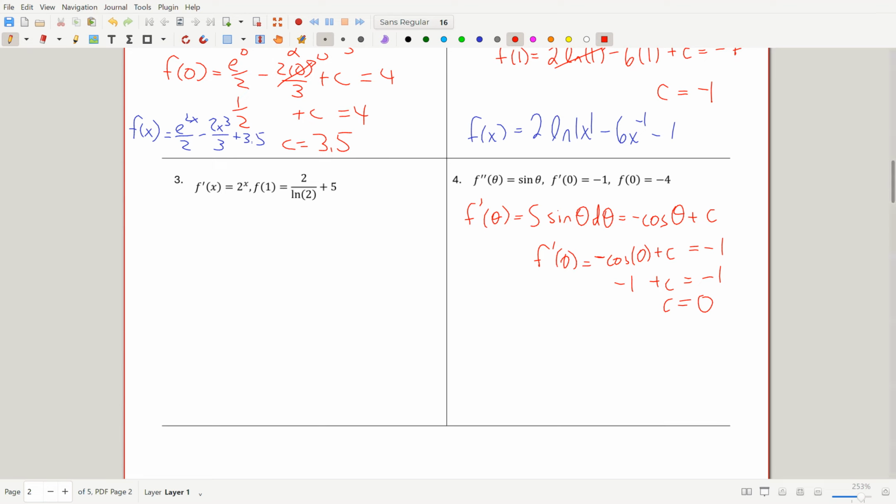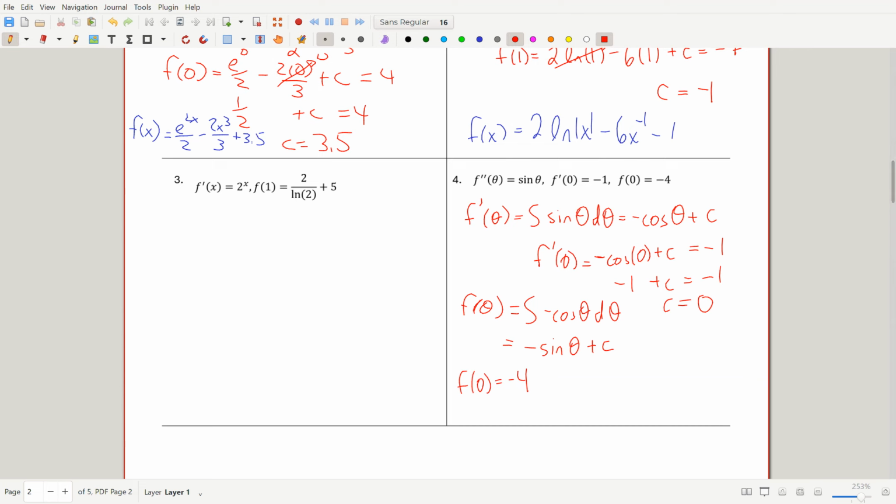So now that we know f prime is negative cosine theta plus c, but c is 0, then f of theta is the integral of our new function, which is negative cosine theta d theta, which I wrote too high. And the integral of negative cosine is negative sine. Yep, so you've got negative sine theta, but plus c.